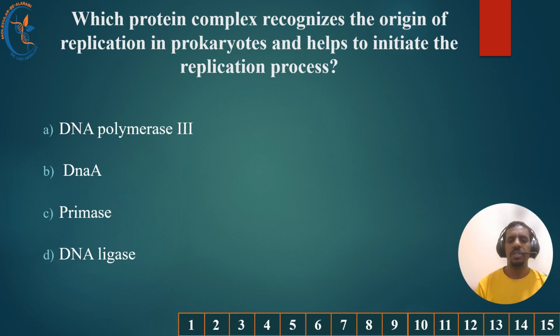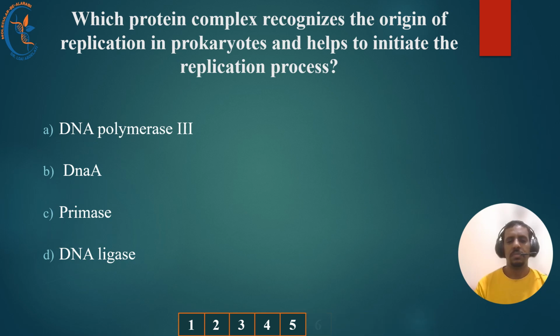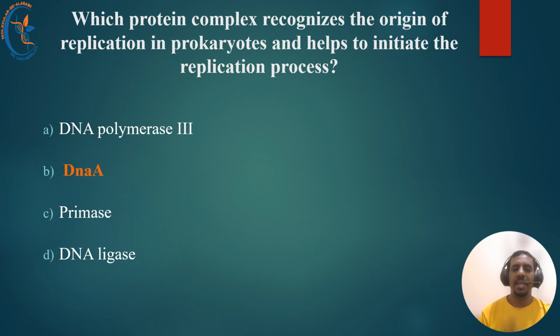The next question is, which protein complex recognizes the origin of replication in prokaryotes and helps to initiate the replication process? The correct answer is DnaA. DnaA is the protein complex that recognizes the origin of replication in prokaryotes and helps to initiate the replication process by unwinding the DNA at the origin. All right?